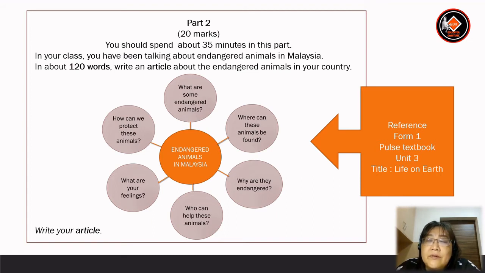So this is the reference. You can read from the Form 1 textbook, unit 3. The title is Life on Earth. So you have the bubble map here, endangered animals. So this is about endangered animals in Malaysia. Let's look at the bubbles. What are some endangered animals? Where can these animals be found? Why are they endangered? Who can help these animals? What are your feelings? How can we protect these animals? Then the instruction, write your article.